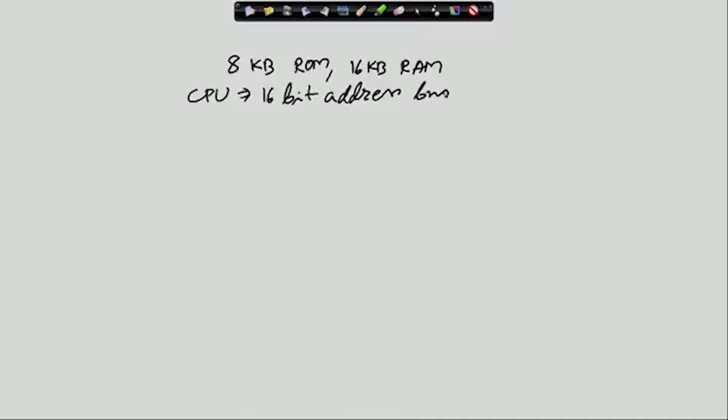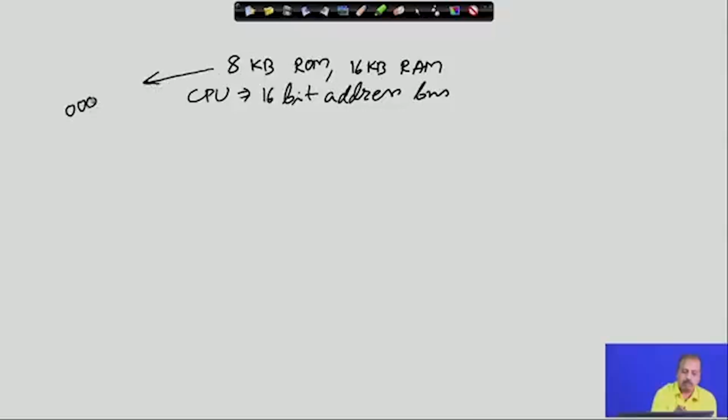Now, this ROM and RAM, it is required that the ROM will be starting at location 0000 hex, whereas the RAM should start at location 8000 hex. So, this will help us in distinguishing the RAM space and ROM space. So, that is useful in many cases.